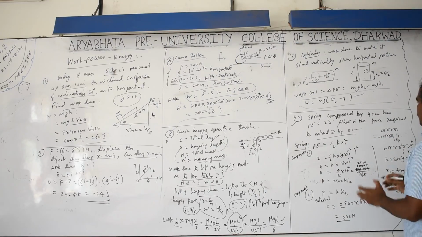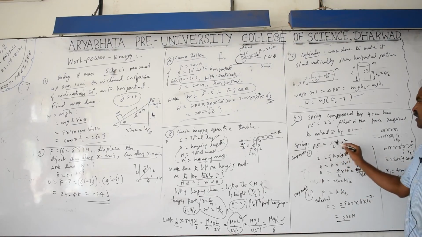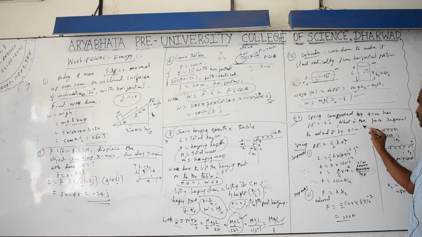For a compressed spring or an expanded spring, the energy stored in it is potential energy. Whatever work you are doing is stored as potential energy. The formula for the work done to compress the spring by a distance x is half k x squared. This x1 in the first case is given as 4 centimeters. In the second case we are taking 8 centimeters. But in the second case they asked for the force. From the first case you have to find the value of k.